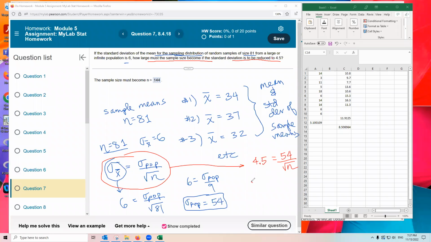All right, so this means the square root of n is 54 divided by 4.5. And that means the square root of n is 12. And of course, I'm just going to square both sides here to get n. If I square both sides, n equals 144. So it's telling me the sample size should be increased to 144.